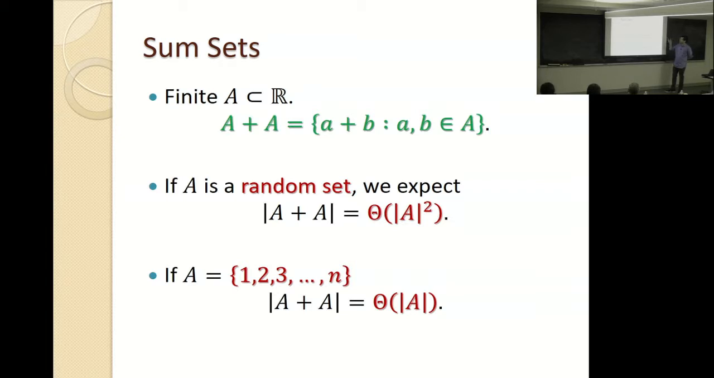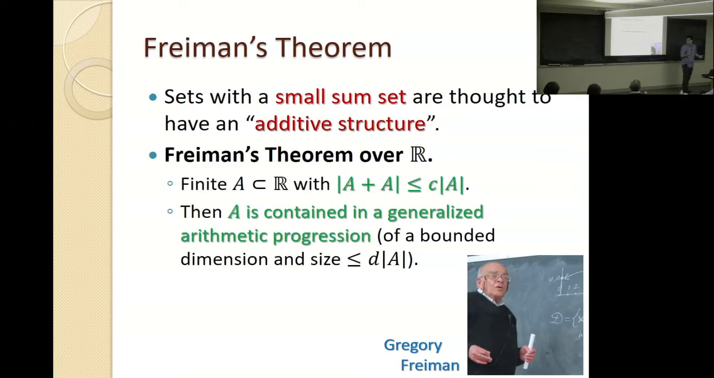The sumset is the set of all sums of pairs of elements from our set. And most sets will have a very large sumset. We don't expect many sums to be represented more than once, so it's about A squared. There are some sets that have a very small sumset because, well, for example, arithmetic progressions and related sets. We sometimes say that they have some sort of an additive structure that gives them a very small sumset. And people study this additive structure, whatever it means.